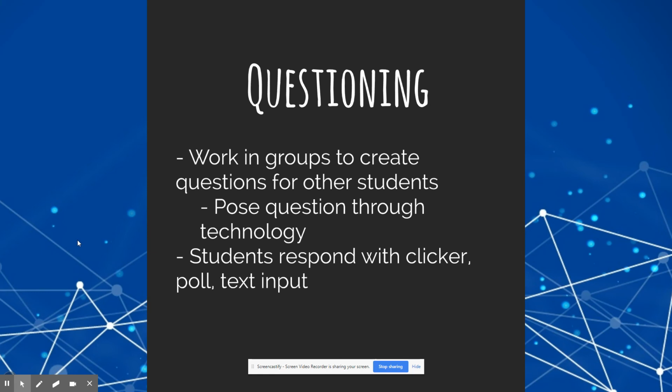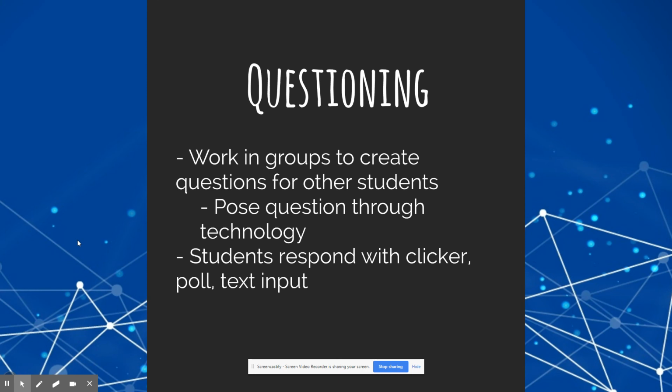Work in groups to create questions for other students. This was a really cool idea where the concept was that students came up with questions for other people in the class. Then they could pose the question through technology, maybe make their own Kahoot, or make their own Canvas presentation, or make their own Nearpod, or something else.